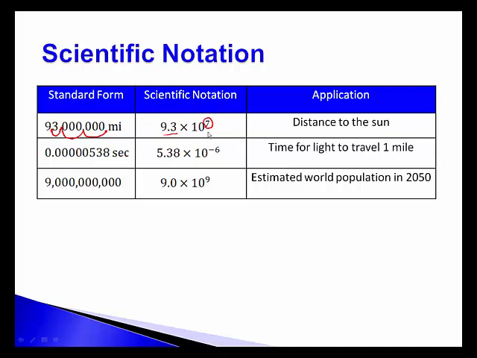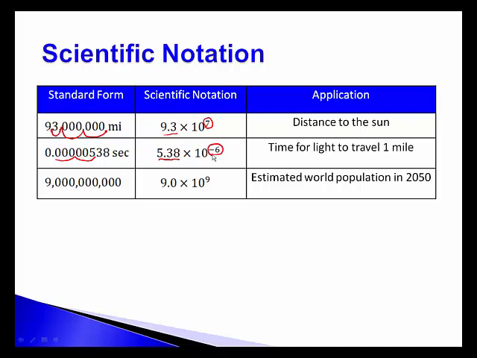Our next example is the time required for light to travel 1 mile. Notice, written in standard form, we have a very small number here. We want to write it in scientific notation. We'll need to move our decimal once again until we have one digit to its left that is non-zero. As we start that move, you'll see we move 3, 6 places. We end up with 5.38. Because we're moving our decimal to the right, notice that we have an exponent of negative 6.